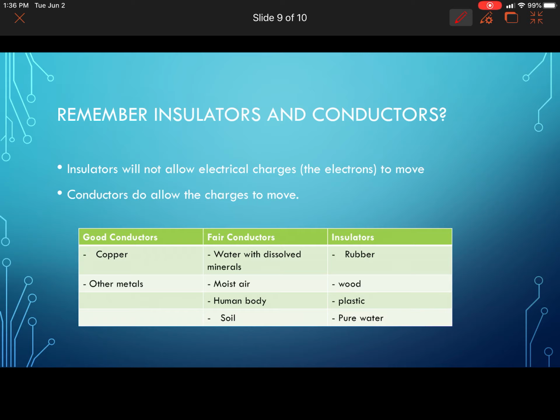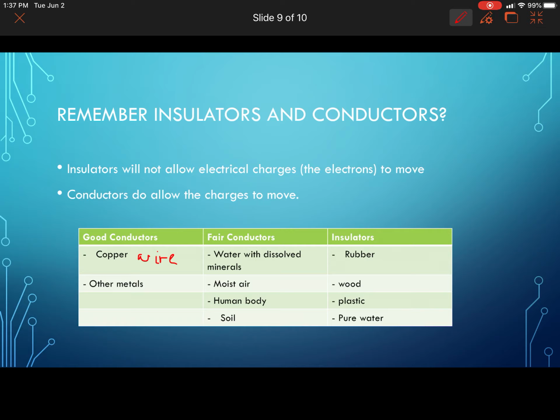So here are some good examples. Good conductors are things like copper. I chose copper here because a lot of electrical wire is often copper wire, so the charges travel very easily through copper. Other metals are also good conductors. Fair conductors are conductors that are okay but not as good as metals. So water with dissolved minerals in it.